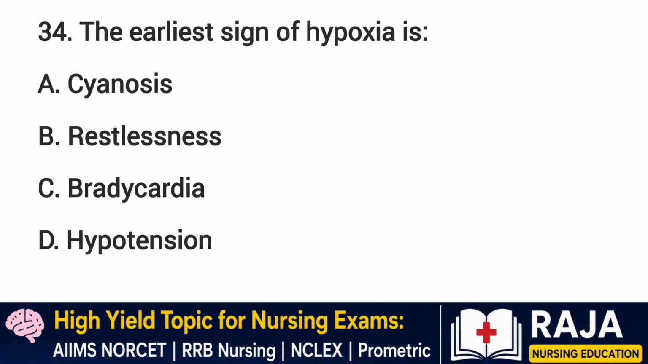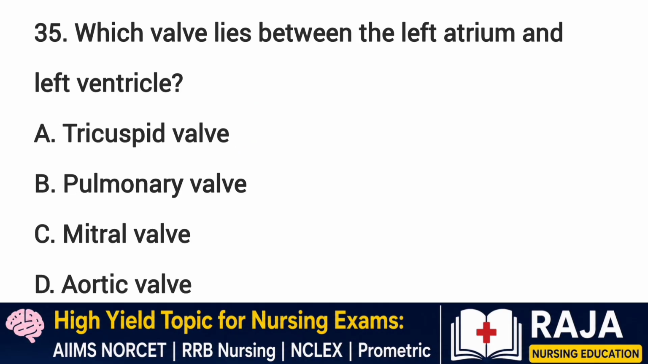The earliest sign of hypoxia is B. Restlessness. Which valve lies between the left atrium and left ventricle? The option is C. Mitral valve.